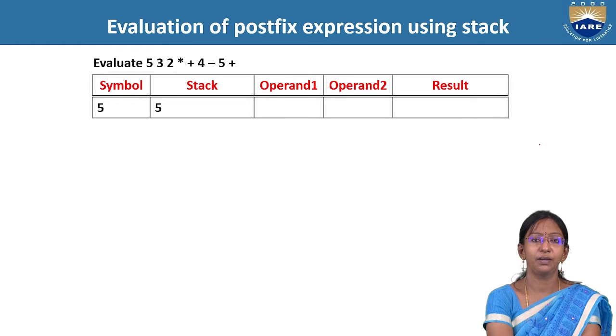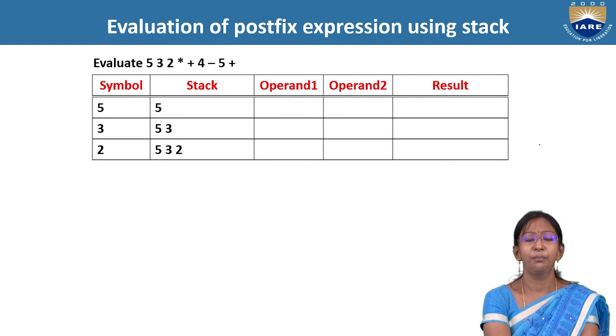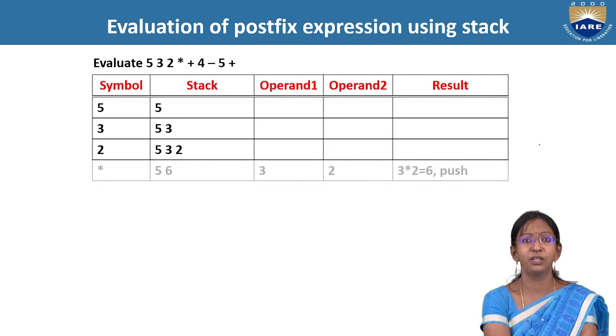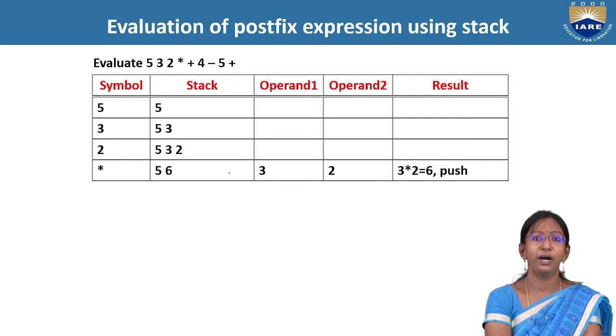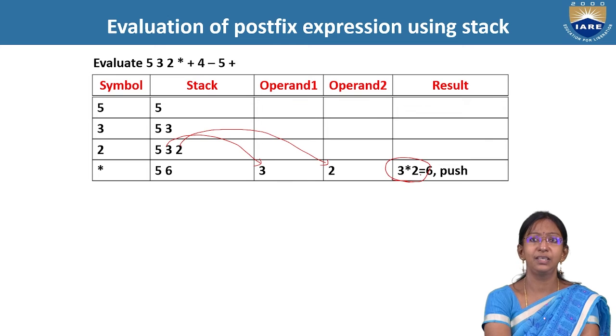The first one is 5. Whenever you encounter an operand, push it into the stack. So 3 and 2 are pushed. Whenever you encounter an operator, pop 2 elements from the stack, perform the operation, and push the resultant into the stack. So I have popped, have a look. First pop is 2, operand 2. Second pop is 3, operand 1. Multiplication is the operator which is encountered, so 2 into 3 is 6. Push the result into the stack.